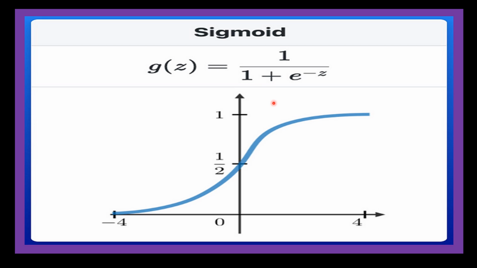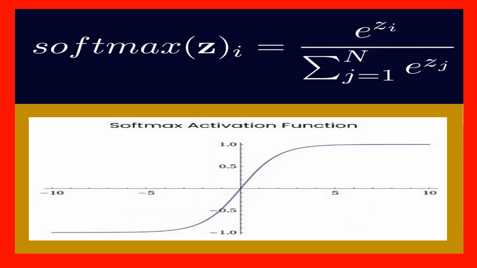So by using a sigmoid activation function, the credit scoring model can provide financial institutions with a clear and intuitive measure of creditworthiness, helping them make informed lending decisions and reducing the risk of default.